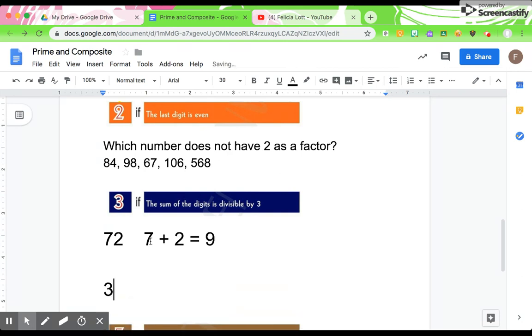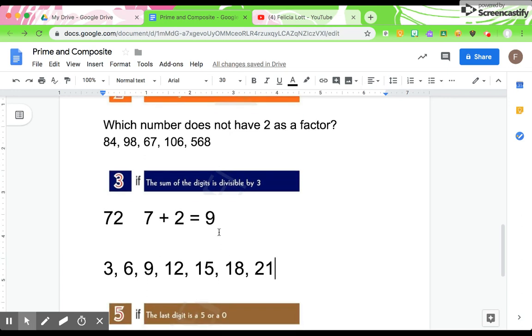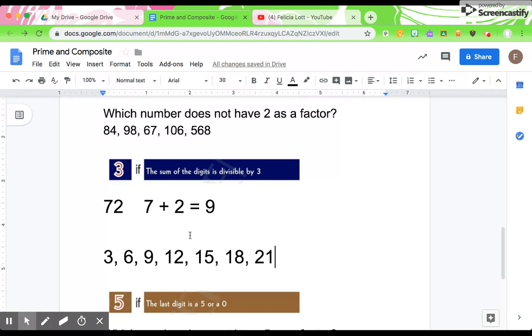Now, how do I know that? I'm going to list out the multiples to confirm this. 3, 6, 9, 12, 15, 18, 21, and we see 9 on this list. That means that 72 shows us that 3 is a factor of 72 because the sum of 7 plus 2 equals 9, and 9 happens to be a multiple of 3.